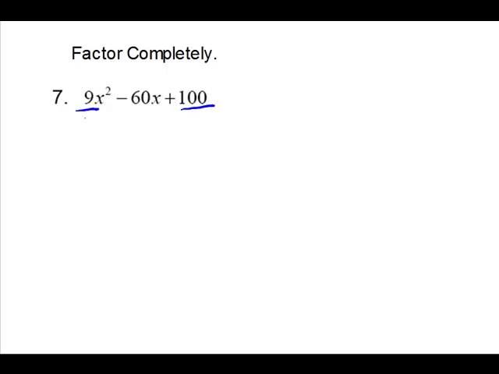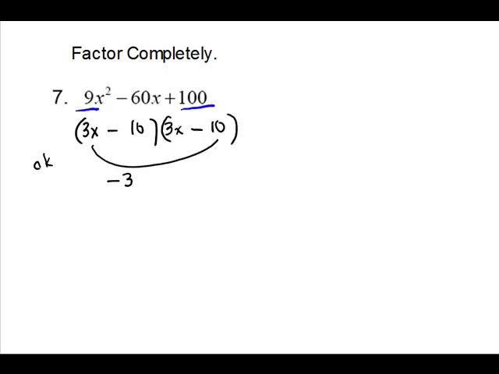We go ahead with regular parentheses, regular sign rule. So this says like signs, both minus. And then we just guess the square roots. So we'll guess 3x, and for 100 it would be 10. And then we need to check outside and inside. So on the outside, minus 30x, inside, minus 30x, it's minus 60x, and that works. It gives the correct middle, so we're good.